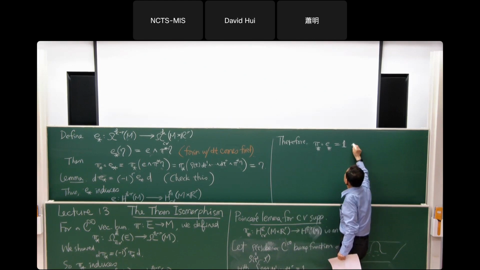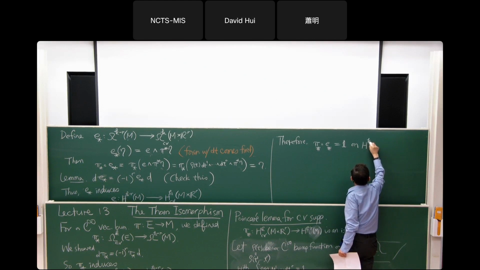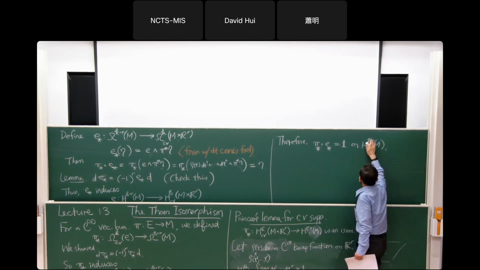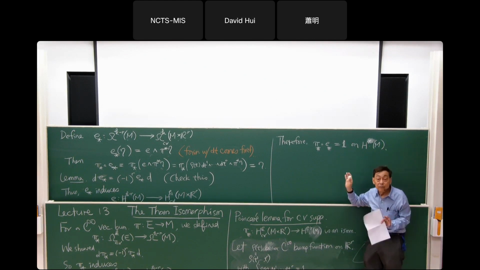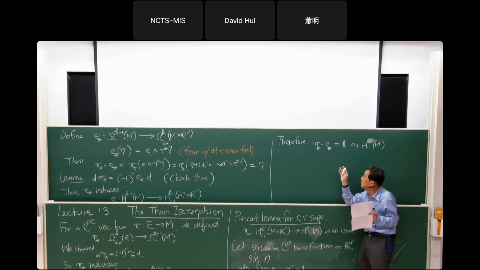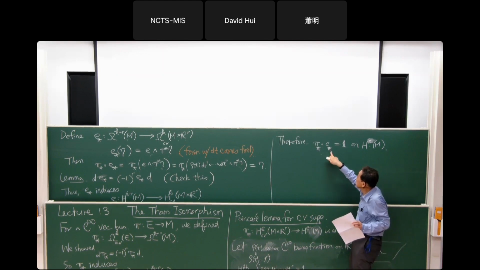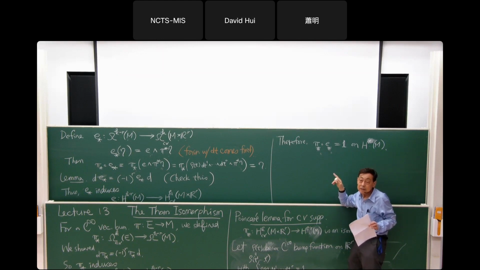Okay, on H^(k-R) of M. Well, it's going to be in any degree, right? So I'll just put this. So we found an inverse on one side. And then we have to check that it's an inverse on the other side too. So I guess what we have found is a right inverse for pi lower hatch. And now we need a left inverse.